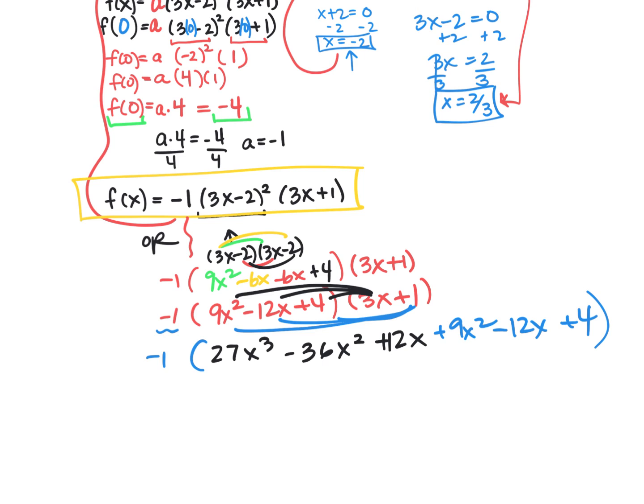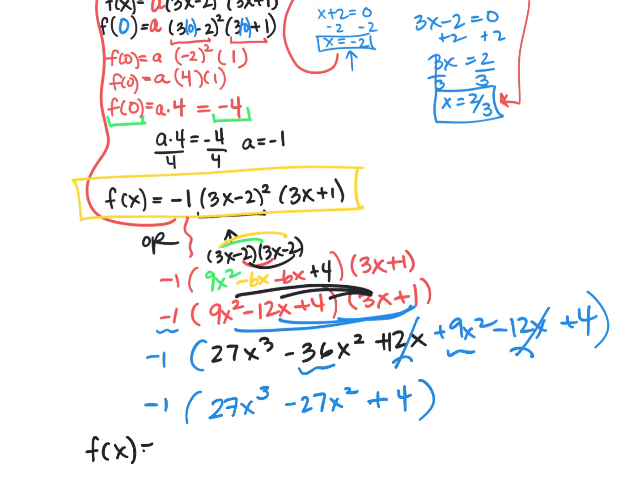So combining any like terms in here, looks like a negative 36 and a 9. That would be a negative 27x squared. 12x minus 12x, those cancel. And so then I have just a plus 4, and 27x to the third in the beginning, times negative 1. So final here would be f of x equals negative 27x cubed plus 27x squared minus 4.